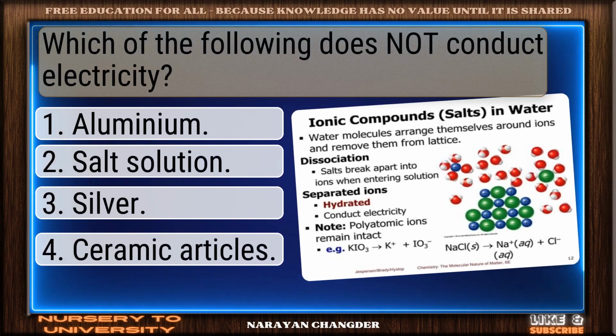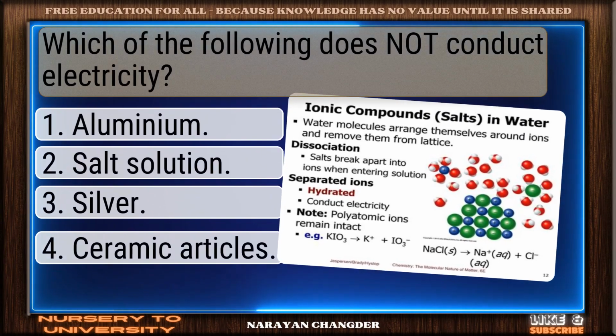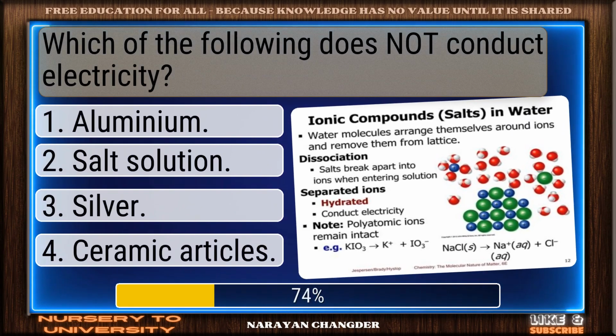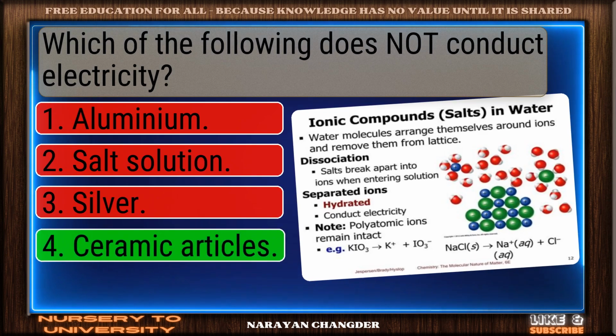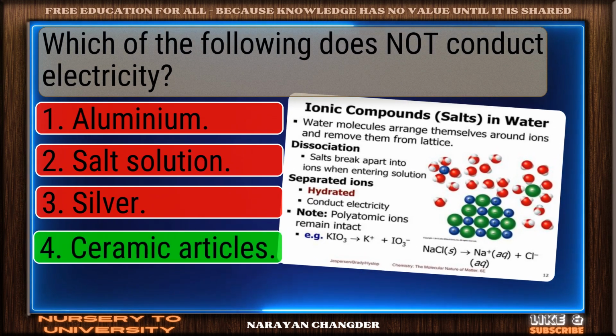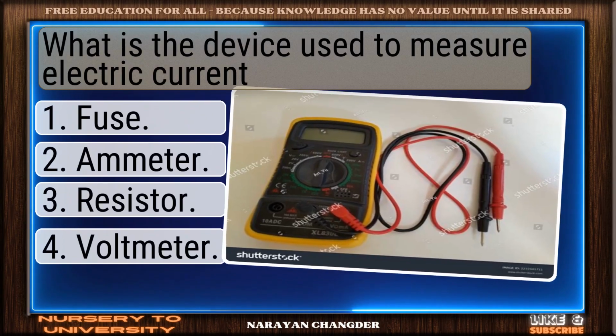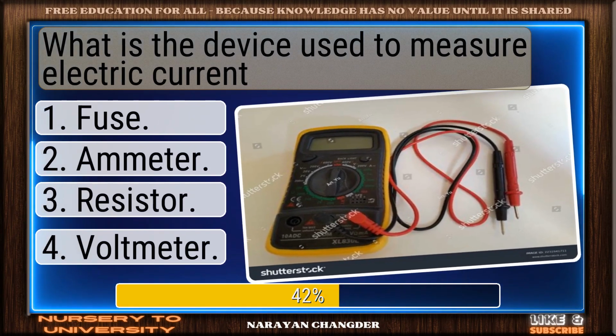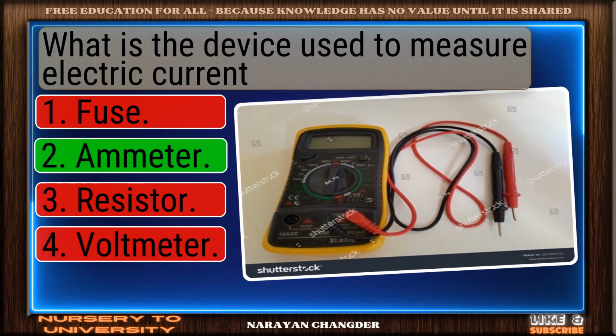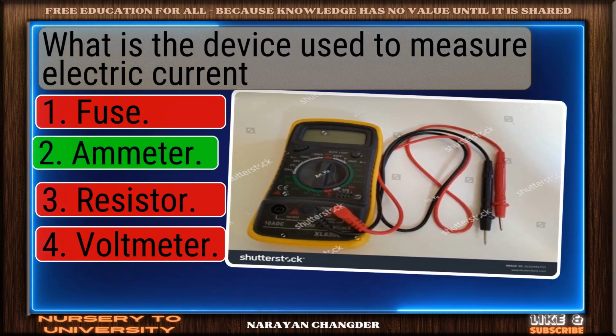Which of the following does not conduct electricity? You got it. Your choice ceramic articles is right. What is the device used to measure electric current? Bravo. Ammeter is the answer.